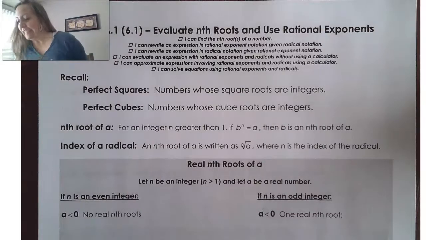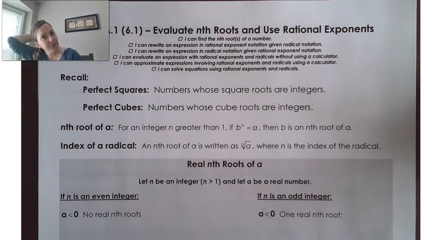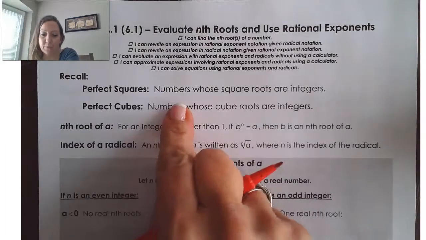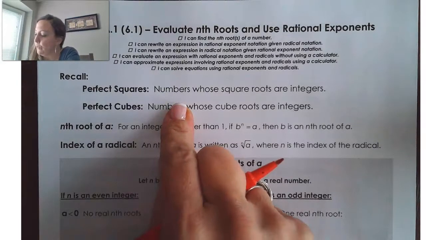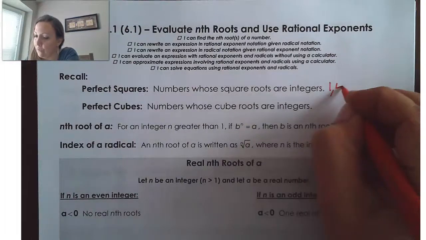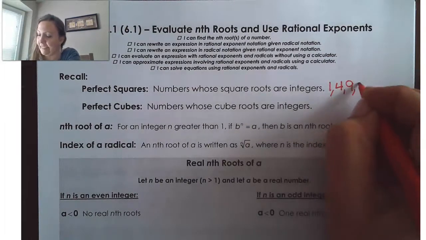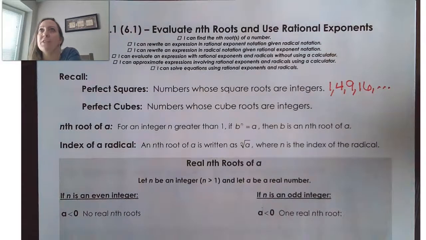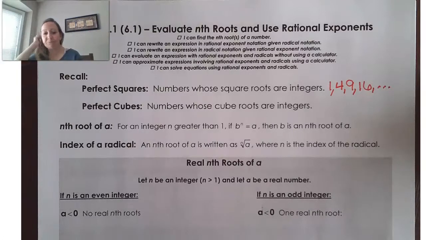Hi there. Today we're going to be starting Unit 5, and the first thing we're going to be doing is evaluating nth roots and using rational exponents. One thing that we've used in the past are perfect squares. Perfect squares are numbers whose square roots are integers. So those are numbers like 1, 4, 9, 16, etc. And we've used perfect squares when we were dealing with square roots of things. We were dealing with perfect squares when we were factoring the difference of two squares, etc.